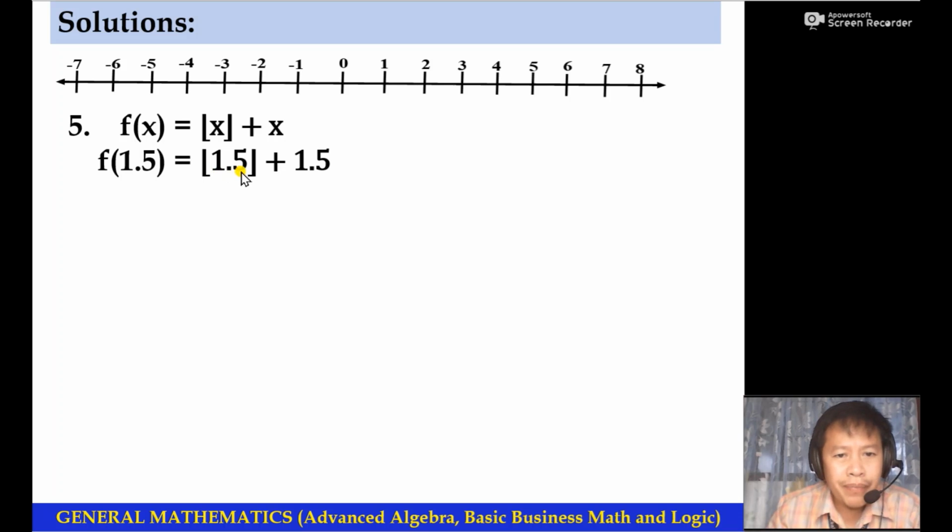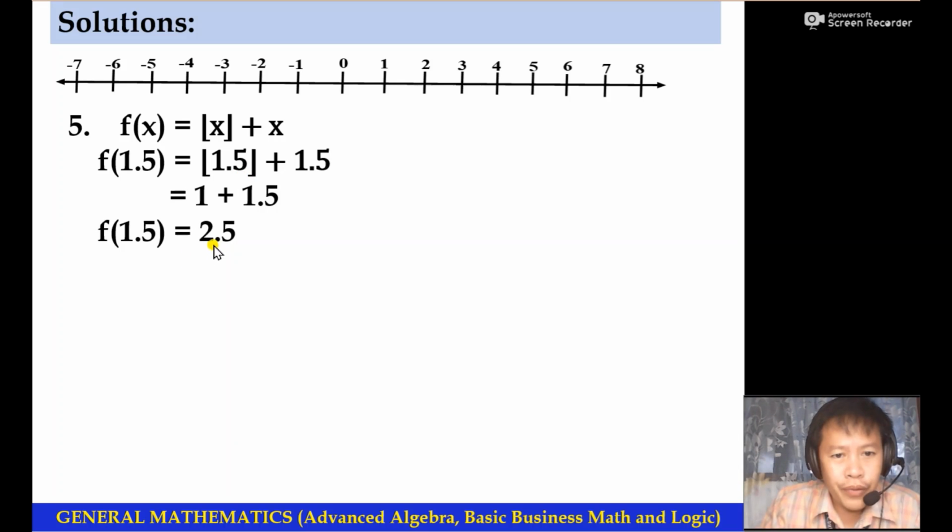And this is 1.5. What is the greatest integer which is to the left of 1.5? And that is 1. And 1 plus 1.5. Take note, this is not a greatest integer function. Therefore, do not give the answer which is 1 because it is not enclosed with the symbol of greatest integer function. Our answer is 2.5.